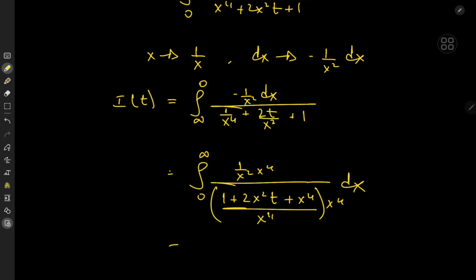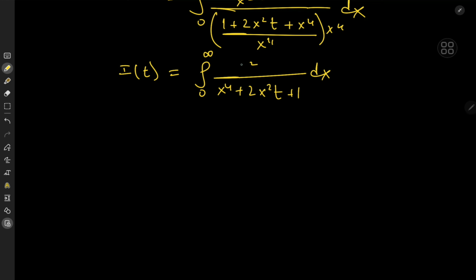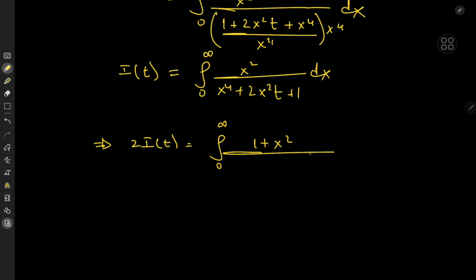That should do the trick, because now we have a nice looking integral that is pretty similar to our target integral. Well, this is the target integral, but in another form. So we have x squared over x to the 4 plus 2x squared t plus 1 dx, which looks exactly like the integral we started with, but with an x squared upstairs instead of a 1. So adding them up gives us 2I of t equal to the integral from 0 to infinity of 1 plus x squared over x to the 4 plus 2x squared t plus 1 dx.